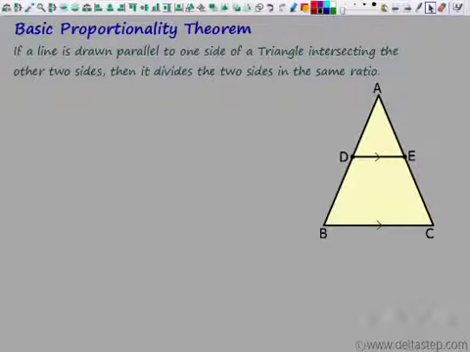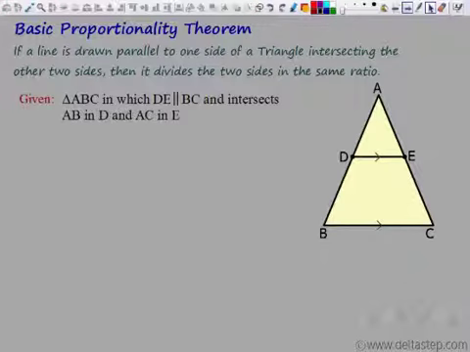So let's say we have this triangle, and let's say DE is a line which is parallel to one of these sides, which is BC. So what I'm given is that DE is parallel to BC, and this line DE is intersecting AB at D and AC at E. So these are the things which are given to me.